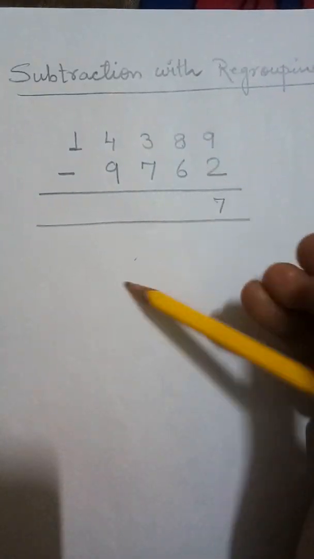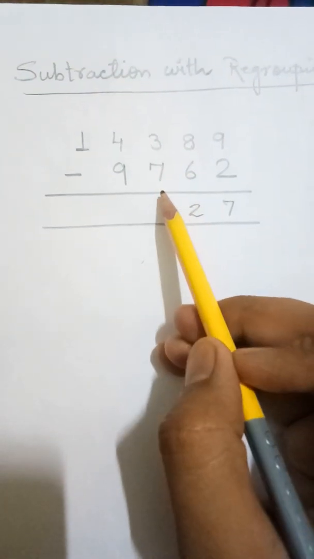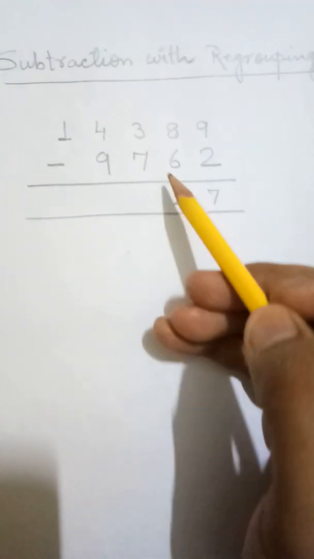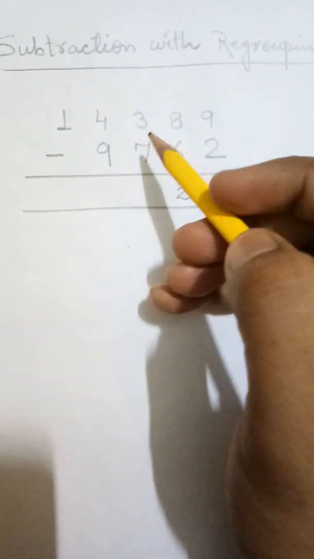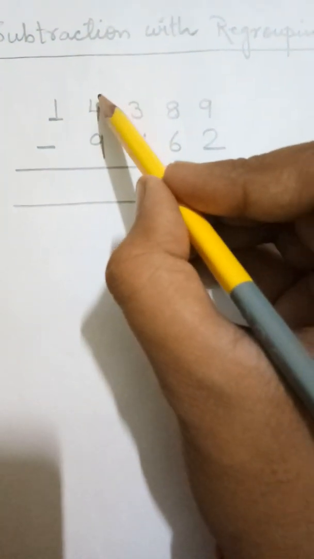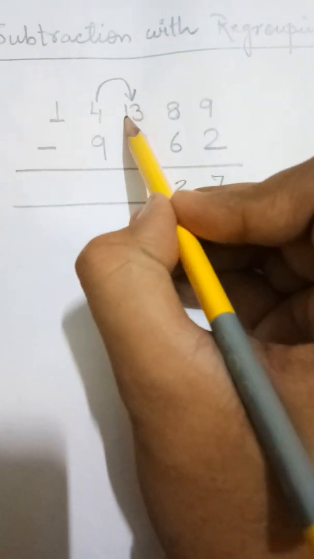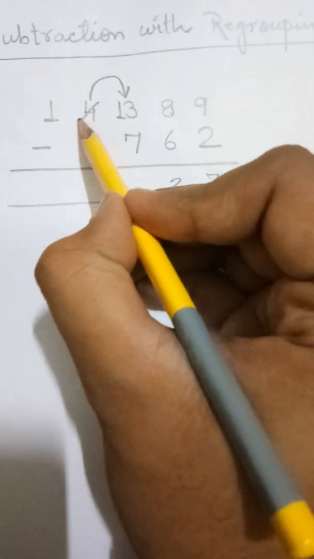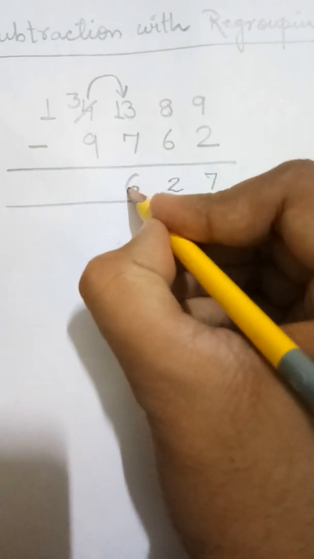8 minus 6 is 2. 3 minus 7 is not possible. So here we are going to make a group. That means we are going to borrow 1/10 from 4. So after taking 1/10, it will become 13, and this 4 will become 3. So 13 minus 7 is 6.